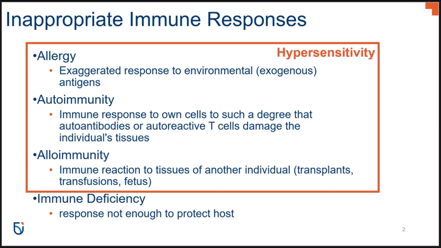One, by the source of the antigen that the immune system is attacking. So is the source allergy, autoimmunity, or alloimmunity? But we can also classify it based on the mechanism that causes the disease. On this slide, we're going to be covering that first classification, which is that hypersensitivity reactions can be classified according to the source of the antigen that the immune system is attacking. Again, allergy, autoimmunity, and alloimmunity.